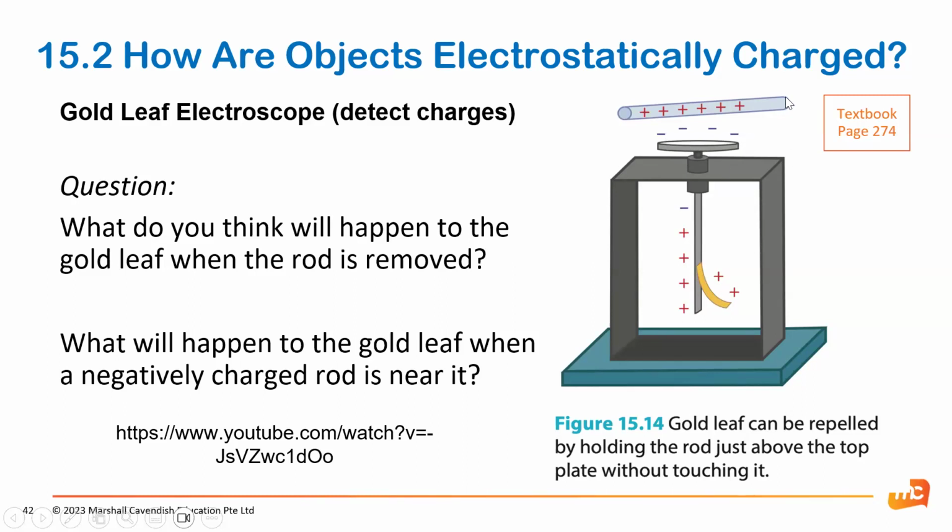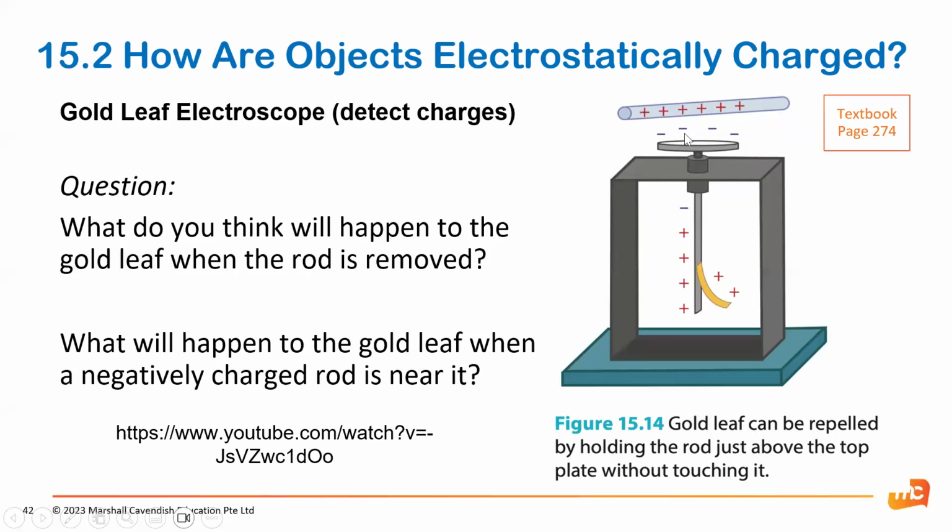So what happens if I bring an object that is charged? The main purpose is to detect charge. In this case, the diagram shows a positively charged rod brought near to it. This entire thing is a conductor. It has plus and minus and is neutral. All the electrons at the bottom part here, the leaf and the rod, will move up. They will get attracted to this positively charged rod.